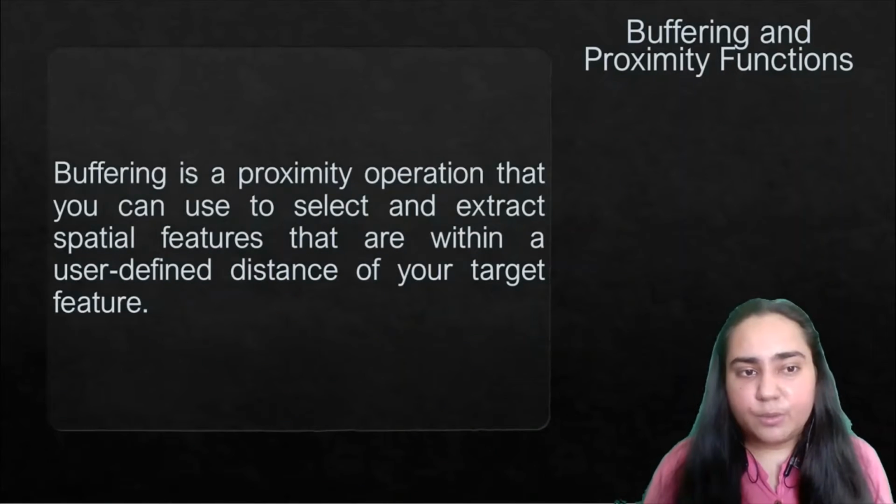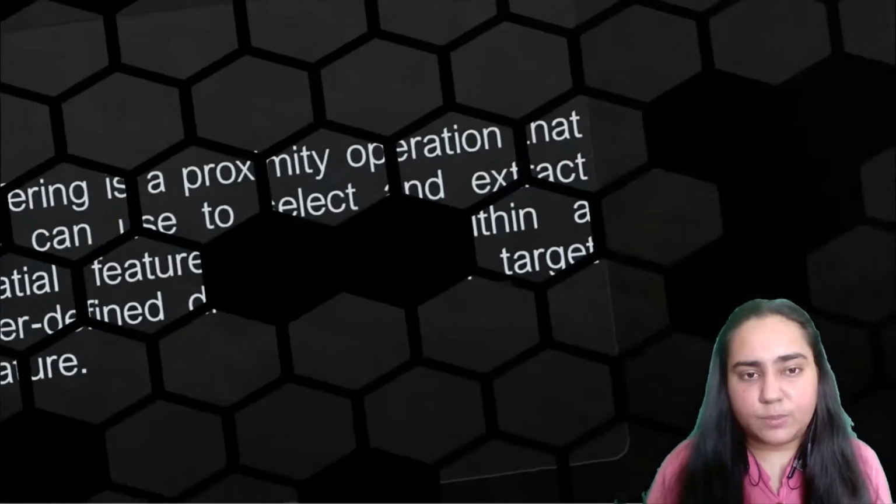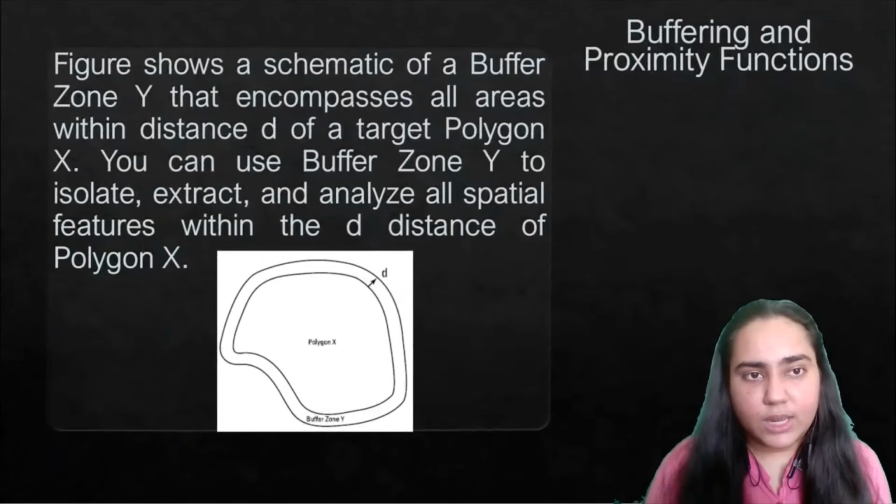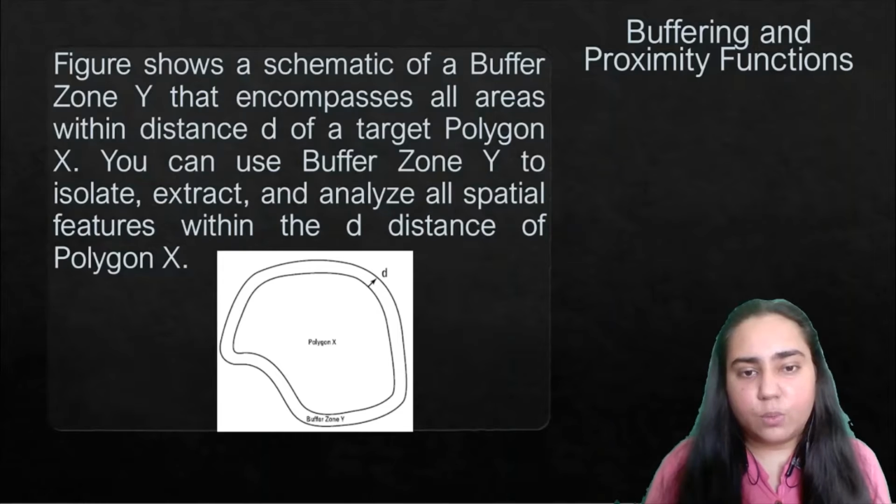Buffering is a proximity operation that you can use to select and extract spatial features that are within a user-defined distance of your target feature. Buffering is a proximity option for doing just that. And this figure here shows a schematic of a buffer zone Y.